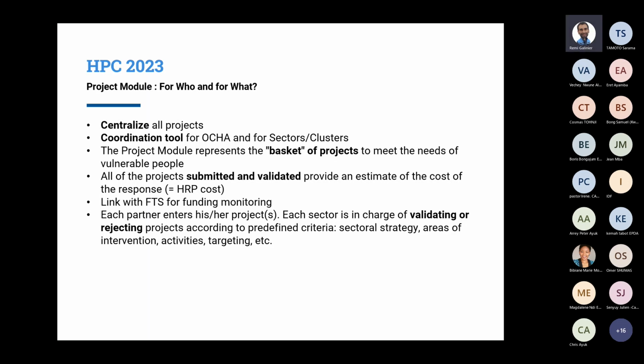There is a link between the project and FTS. FTS is a platform to monitor the funding. So all the projects which are submitted and validated for the HRP will be sent within the FTS platform for further funding monitoring during the year and during the implementation phase of the project. Each partner enters his or her projects. Each sector is in charge of validating or rejecting the project according to predefined criteria. The criteria could be the sectoral strategy, areas of intervention, activities, targeting, etc.